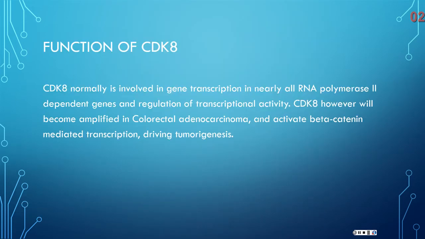Now into the function. It is normally involved in gene transcription in nearly all RNA polymerase II dependent genes and regulation of transcriptional activity. However, when colorectal adenocarcinoma begins to happen, this gene will become amplified and will begin to activate beta-catenin-mediated transport, driving tumorigenesis, creating the tumor.